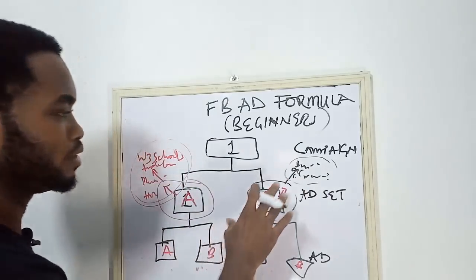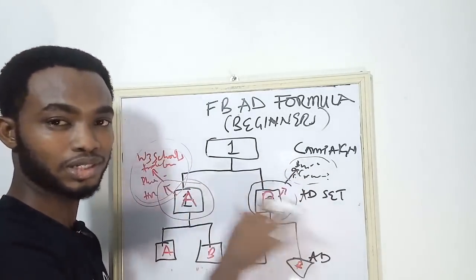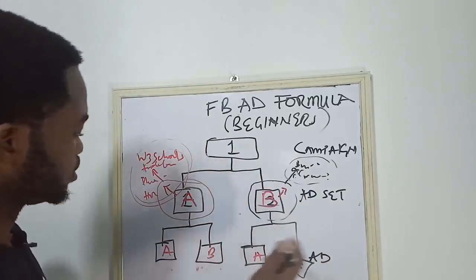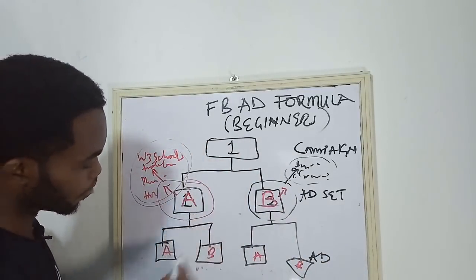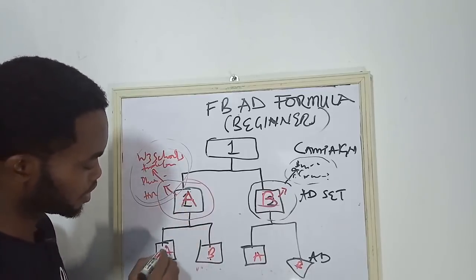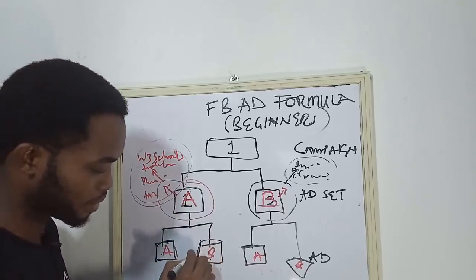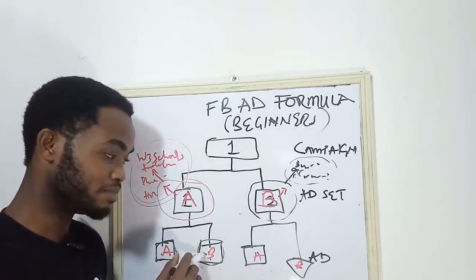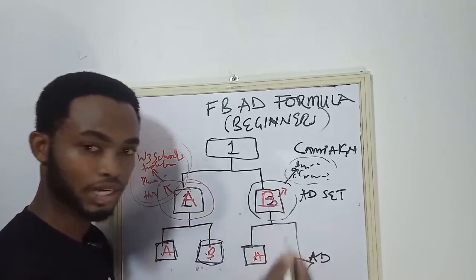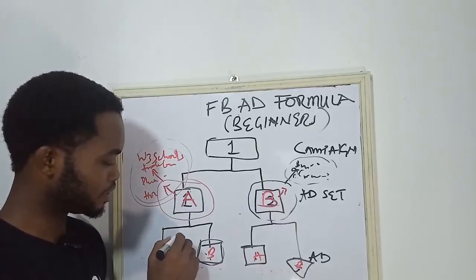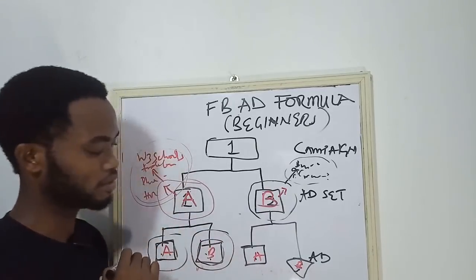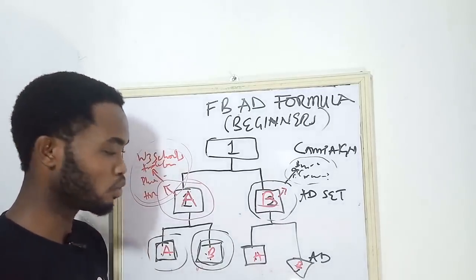Now these are two different audiences. Why? Because you have to test and know which one is actually giving the better result, which one is actually converting more. And when you come down below, you have two different adverts under each. This can be a video ad, this can be an image ad, and the same for the other. The message here might be different from the message here, and might also be the same, depending on how you want to run it.